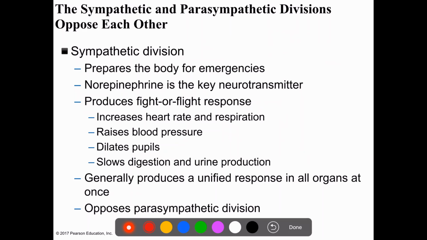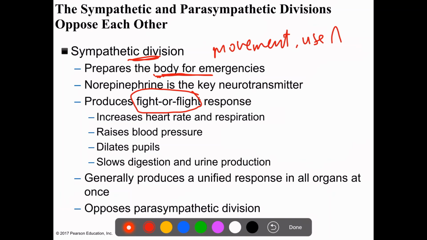Now, the sympathetic division, we can put it in a general statement. It's a fight or flight situation. This is for body movement and using energy. So it prepares the body for emergencies, for movement and using energy.